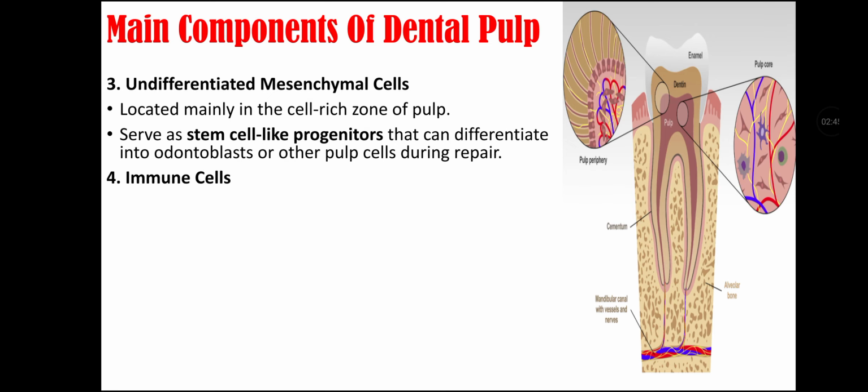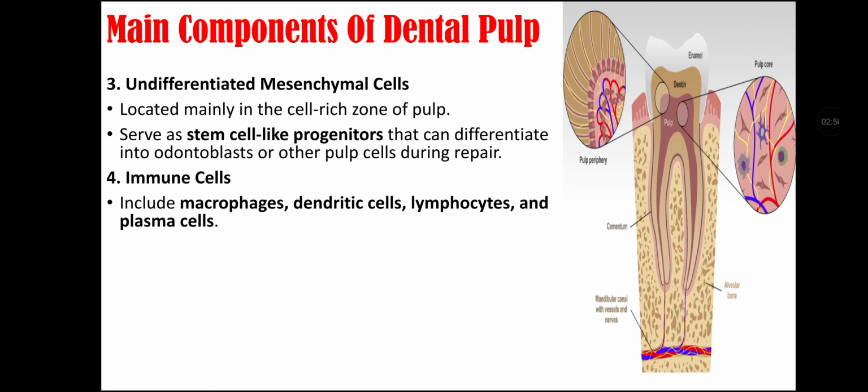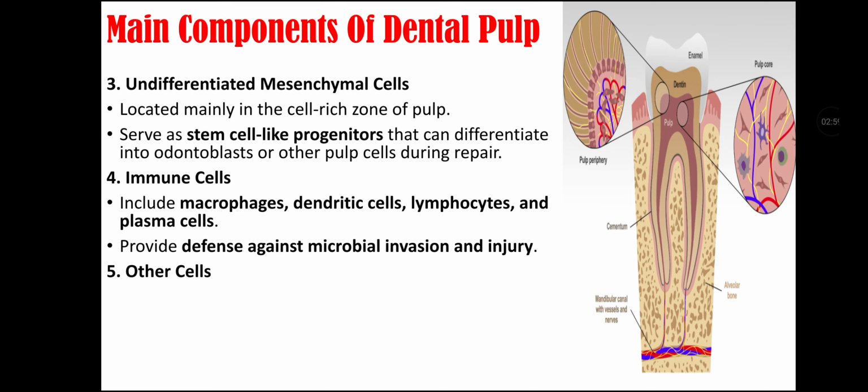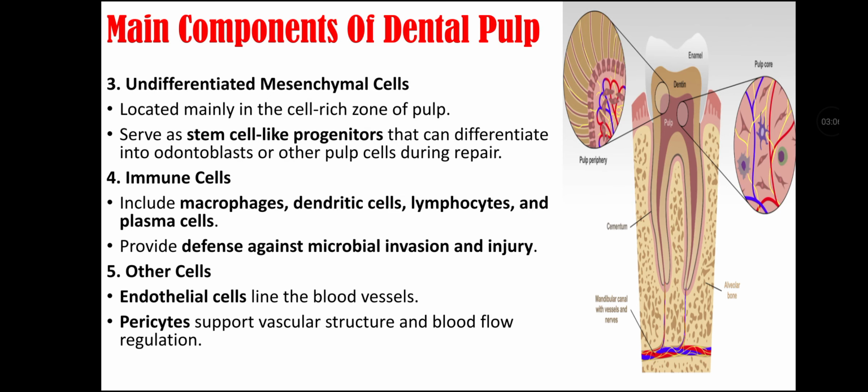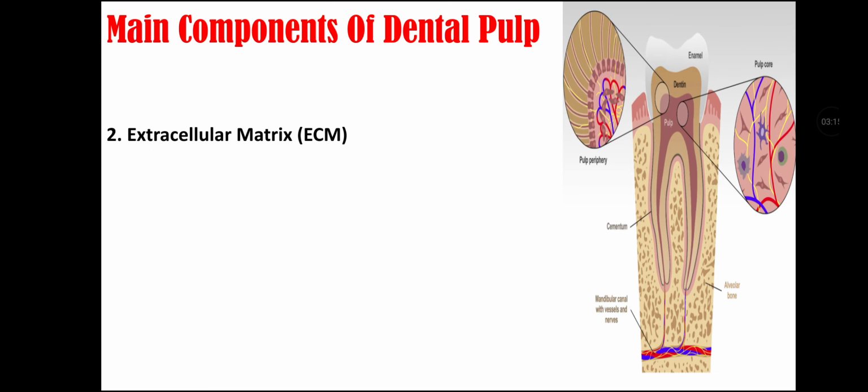Fourth type of cellular component of the dental pulp are the immune cells that include macrophages, dendritic cells, lymphocytes, and plasma cells. They provide defense against microbial invasion and injury. Then there are other cells in the cellular component of dental pulp that include endothelial cells that line the blood vessels, pericytes that support vascular structure and blood flow regulation, and nerve associated cells that support sensory nerve fibers.